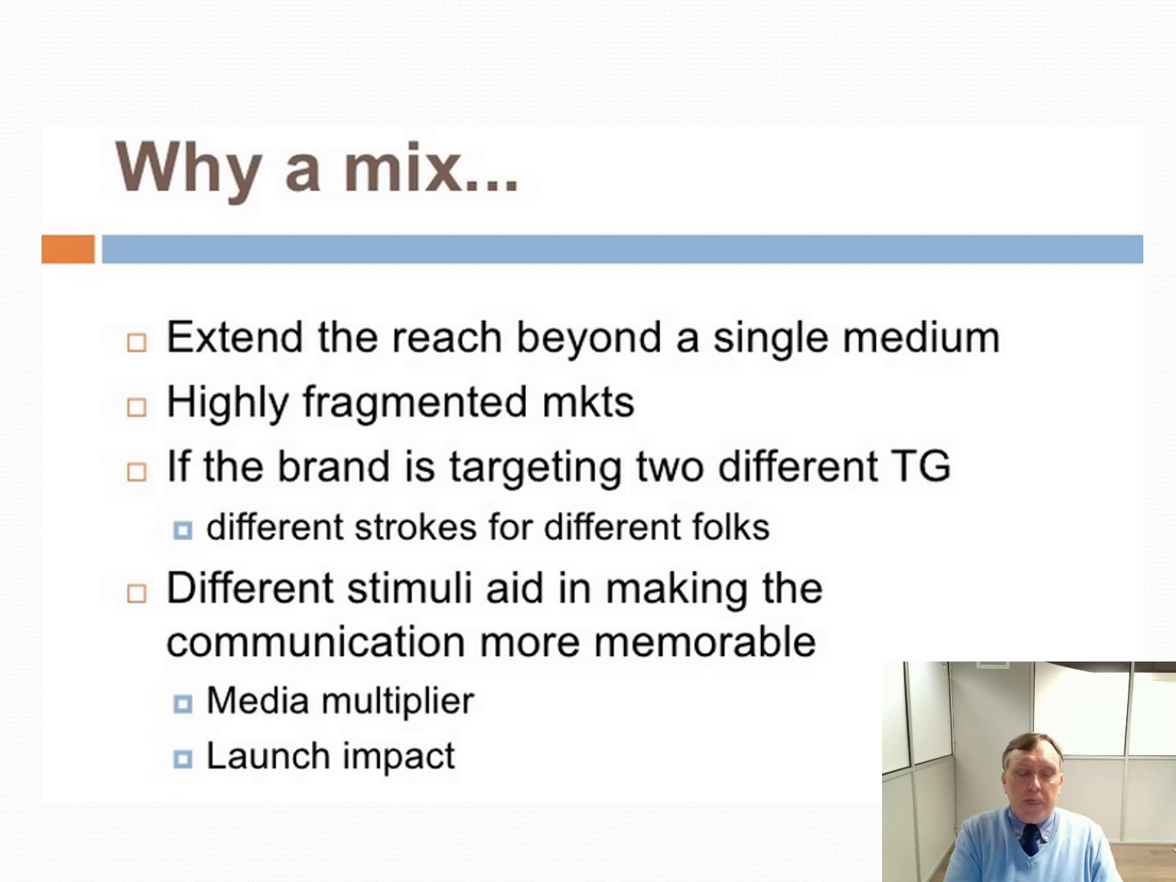But if you're going after a particular group of, say, females of a certain age and then males of a different age, it's highly likely that they're going to be reading or seeing or looking at different media. Therefore, you would need to go to different media to reach the different groups of people, different strokes for different folks. Also, it means you can use different stimuli to aid in making the communications more memorable. In other words, maybe you can show impact in a good photograph in a print ad, but maybe you need to show movement as well, and then you would need to show that in a television advert.